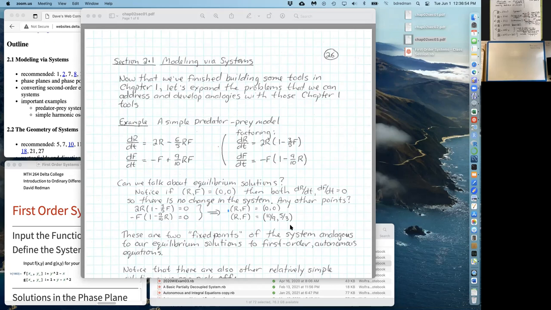Now, remember, scaling is completely up to us. So I don't mean 1 1/9 rabbits. However I measure rabbits, is it 10/9 trucks of rabbits? Is it 10/9 dozens of rabbits? Is it 10/9 kilograms of rabbits? I'm free to assign the units I want, so don't be put off by the fractions right here. Okay, so these two fixed points, if I'm ever in those two states, I will never leave those states. These are two fixed points of the system, and they're like equilibrium solutions in first order autonomous equations.